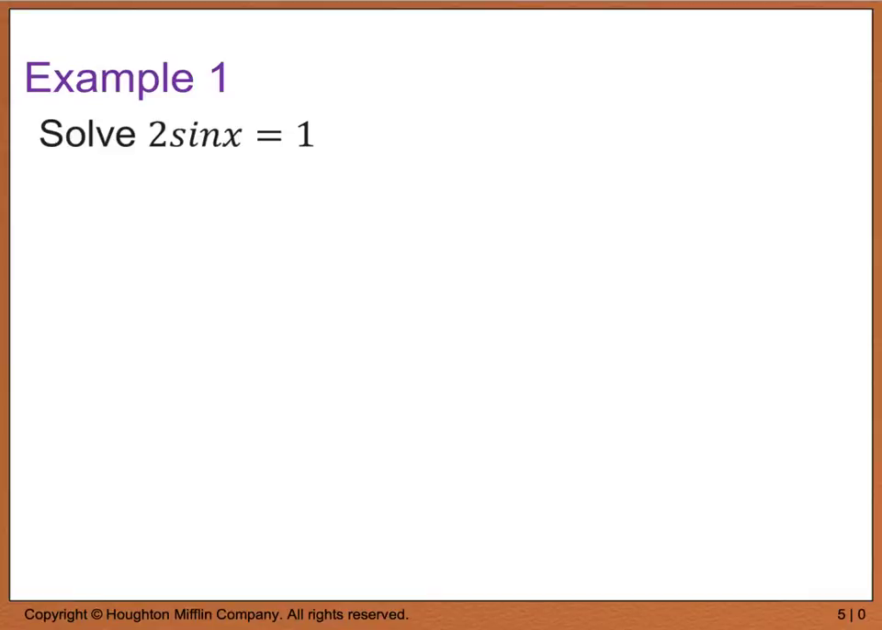So let's begin with example 1, and this says to solve 2 times sine x equals 1. The first thing I'm going to do is divide both sides by 2 so I get just the sine x piece by itself. So that will give us sine x equals 1/2.